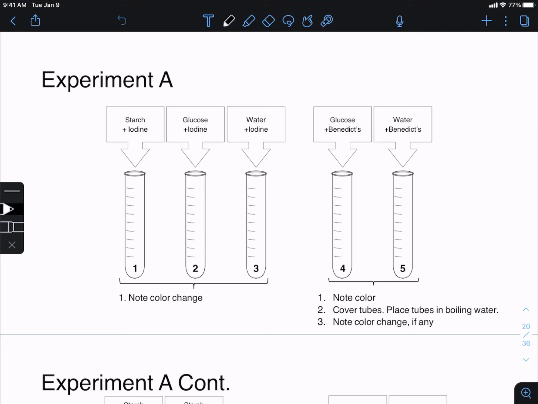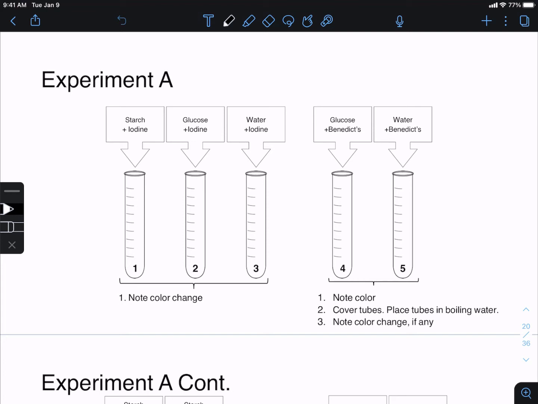Experiment A is actually about getting you familiar with what we call the indicators. Indicators are things that change color or that produce something that we can see with our eyes or detect with our senses. It could be an odor, a precipitate, or a color change. Those would all be considered indicators, and they let us know that a chemical reaction has occurred. The first indicator that I want you to be familiar with is iodine.